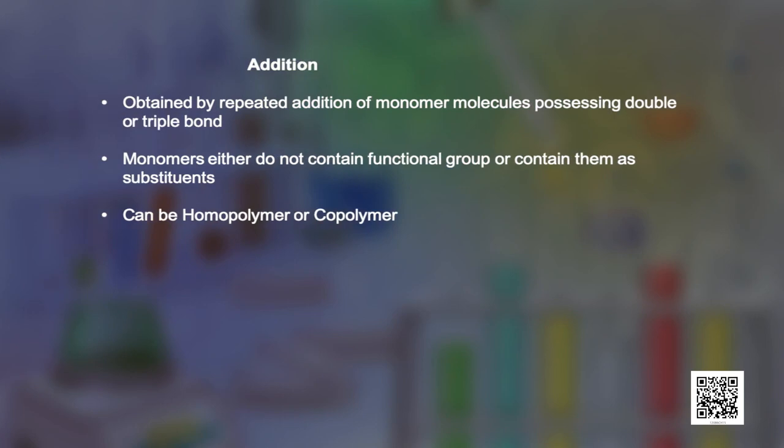Polymers can be classified into two subgroups: addition polymers and condensation polymers. We will first talk about addition polymers. These polymers are obtained by repeated addition of monomer molecules possessing double or triple bonds. There are certain characteristics that you need to remember: these monomers either do not contain a functional group or contain them as substituents only, and this will be understood with the help of an example as well. The polymers can be homopolymers or copolymers.